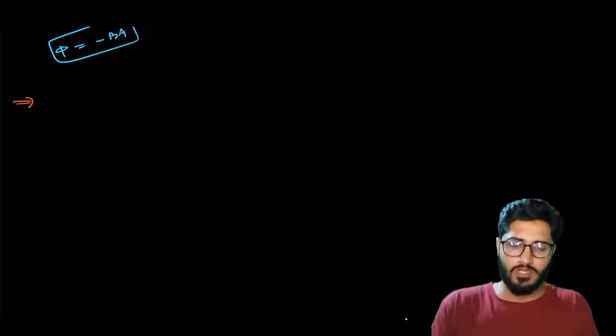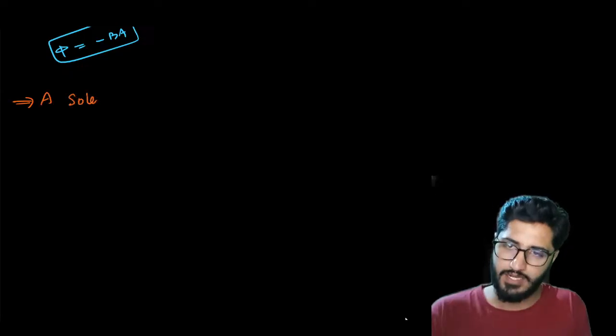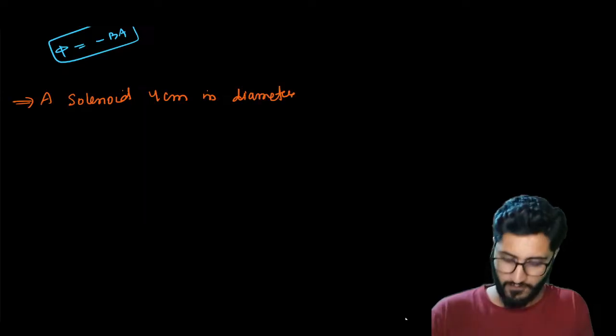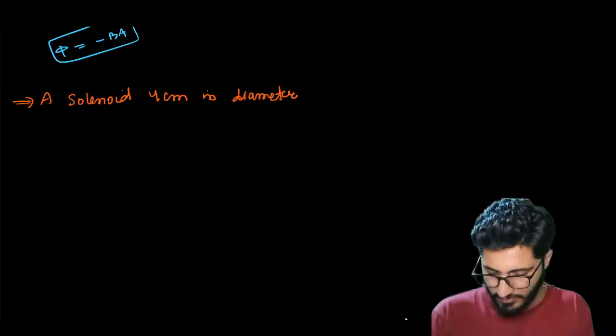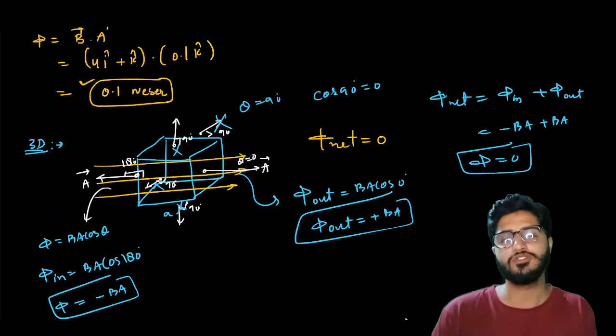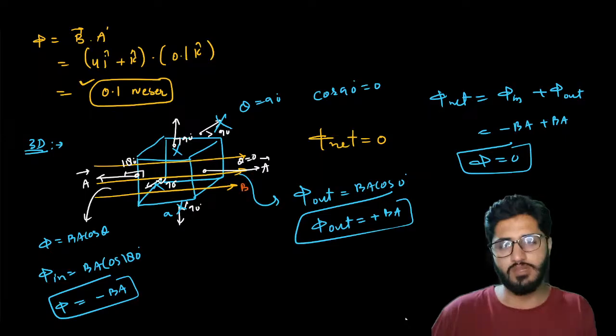So let us suppose we are having a solenoid. It is 4 centimeter in diameter. In this case, now look, flux is uniform, no? If it were non-uniform, then B should be a function of something. Look here, B is only B, it is constant, where it is uniform.